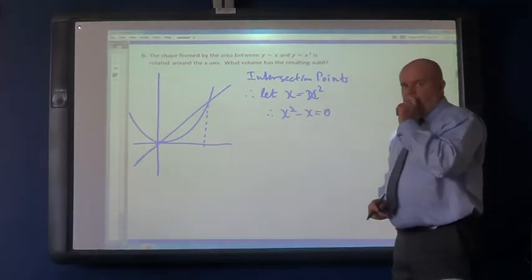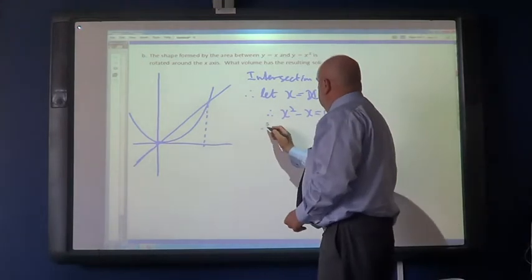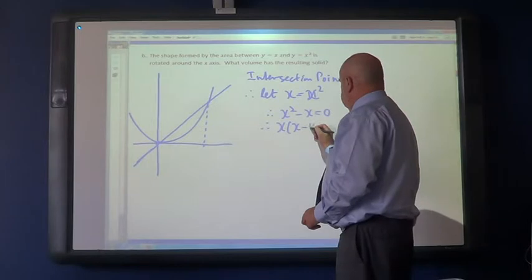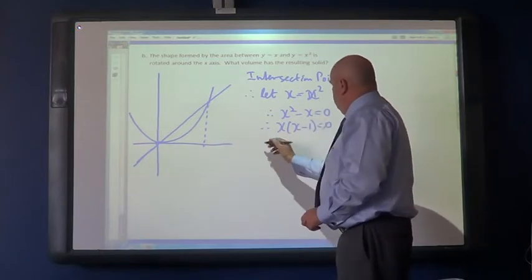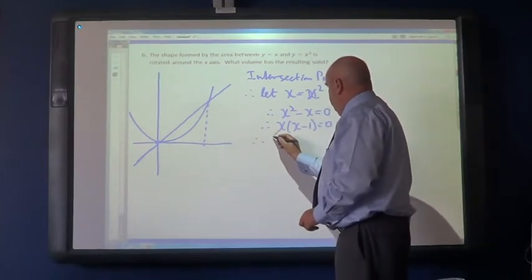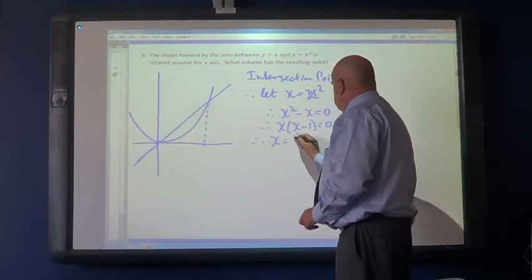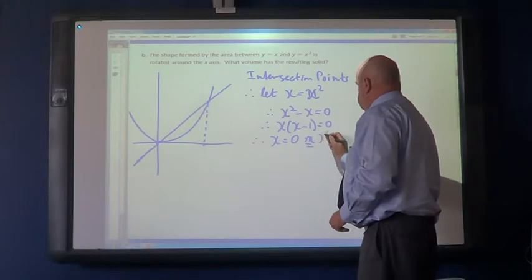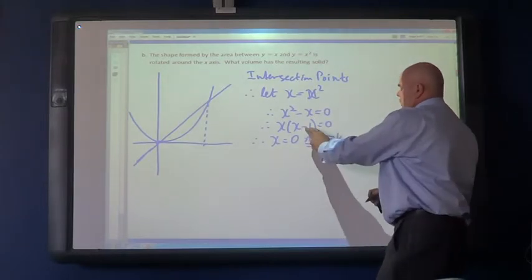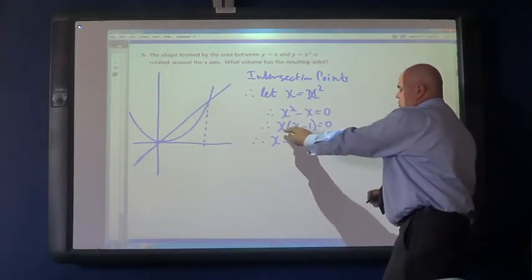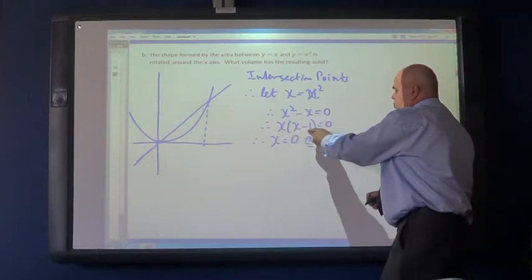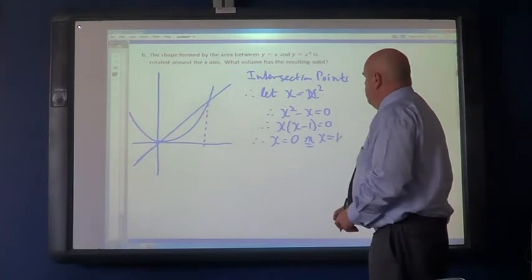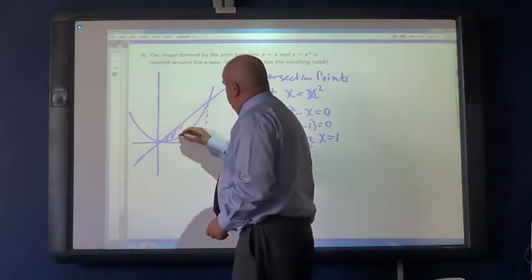Now let's rearrange a bit so that we get this. And how we would solve that is not by common sense but by factorising. x(x minus 1) equals 0. And the null factor theorem is telling us therefore that x equals 0 or x minus 1 equals 0, and when we solve that we get x equals 1. Okay, so that's the area we're finding.